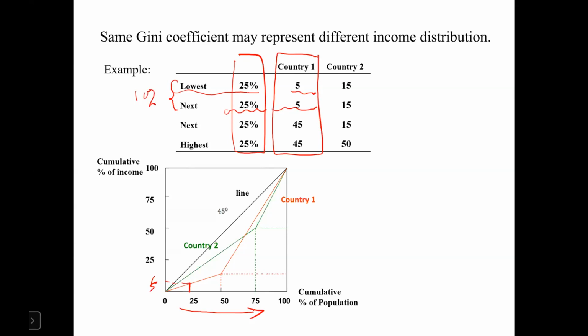Let's go to here. Now, the next 25% have 45%. We add them together: the poorest 75% have 5 plus 5 plus 45, which is 55%. And lastly, if you include everyone, they have 100%. It goes to here. So this is how we end up with this.